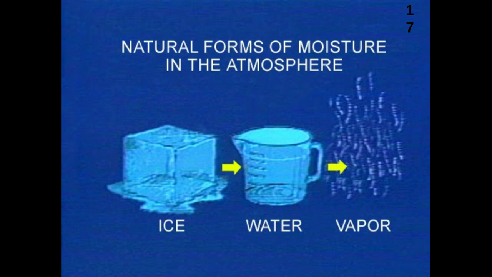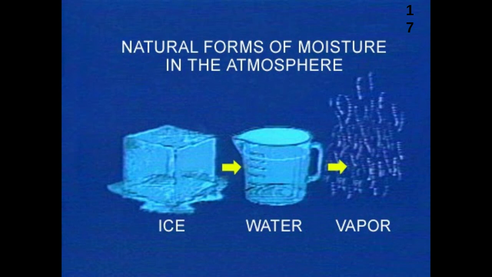And we know from the previous Part 1 that the atmosphere is made up of 1 to 4% water vapor. And so we're going to find that water vapor, or water in general, is very instrumental in the various processes that take place within the atmosphere. So to start off with, on this first slide, we're looking at the natural forms of moisture in the atmosphere.